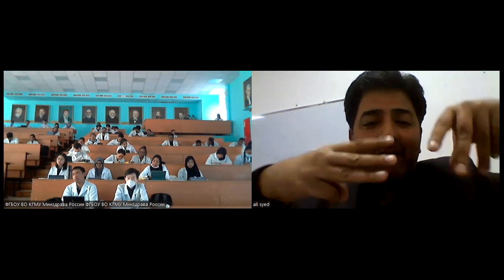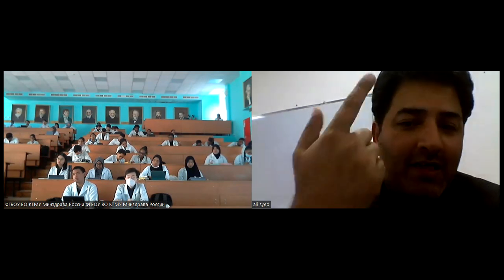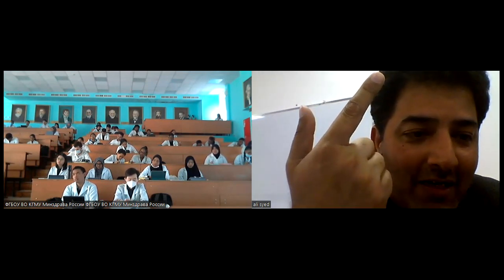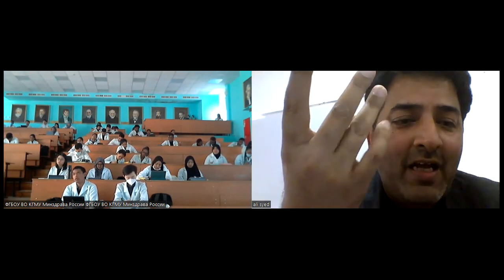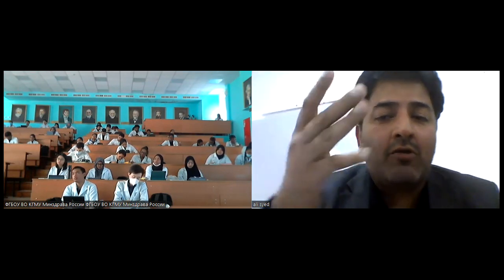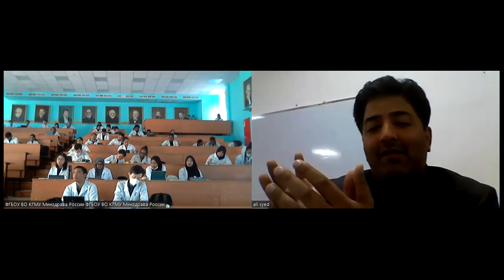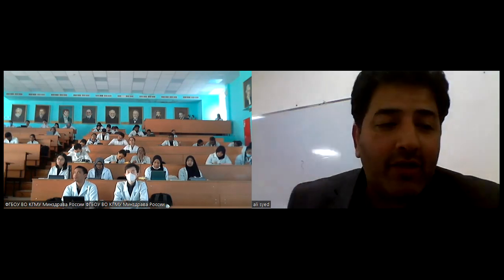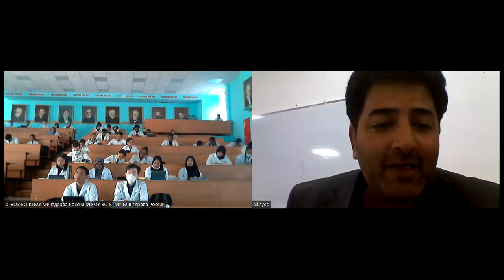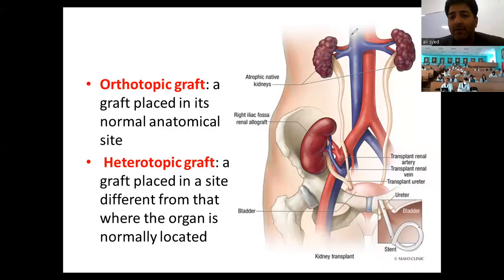Because from the iliac fossa, it will be easy for me to perform three anastomoses. Number one is renal artery with external iliac artery. Number two is renal vein with external iliac vein. Number three is ureter with the urinary bladder. So I will make these three anastomoses and place the kidney in the iliac fossa in the retroperitoneal space. Which space? Retroperitoneal space.